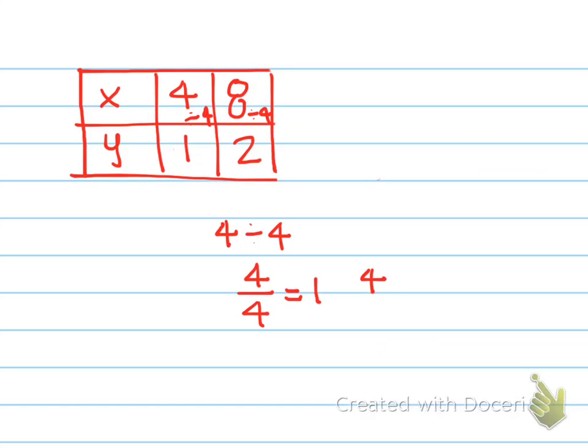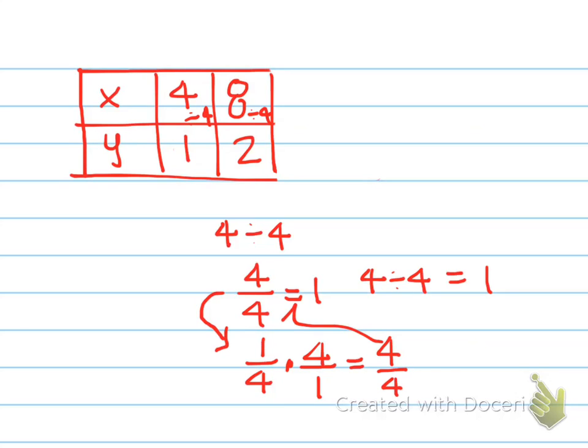And 4 divided by 4 equals 1. Another way that I could write this is that I take this fraction and I have 1/4 times 4. How do I put a whole number over in a fraction? I put it over 1, and I get 4/4. That same fraction that we started off with, which again equals 1.